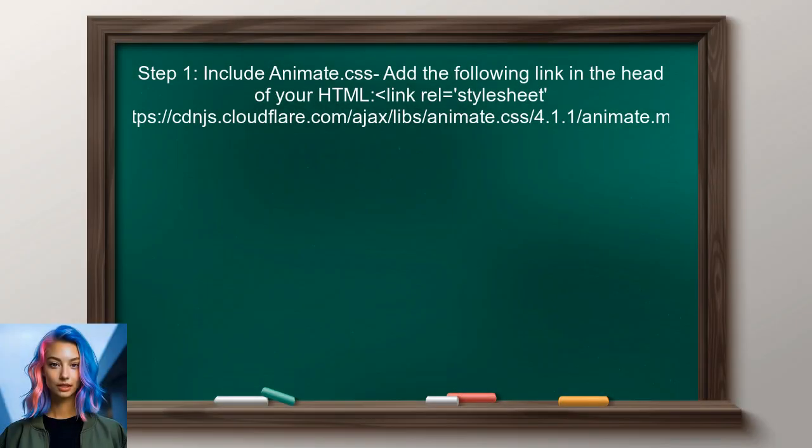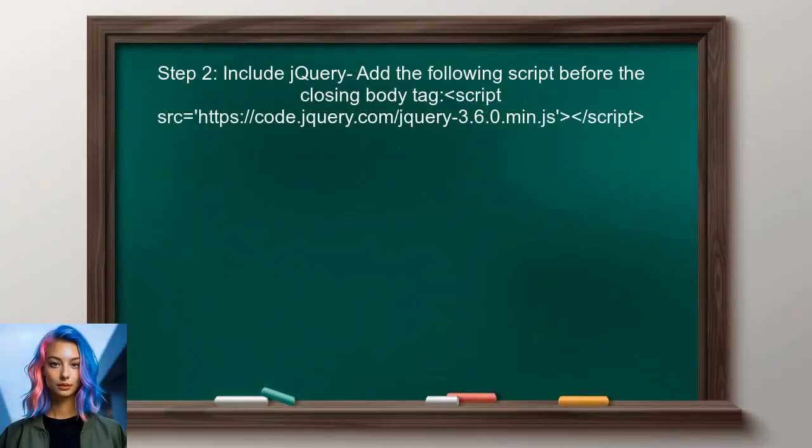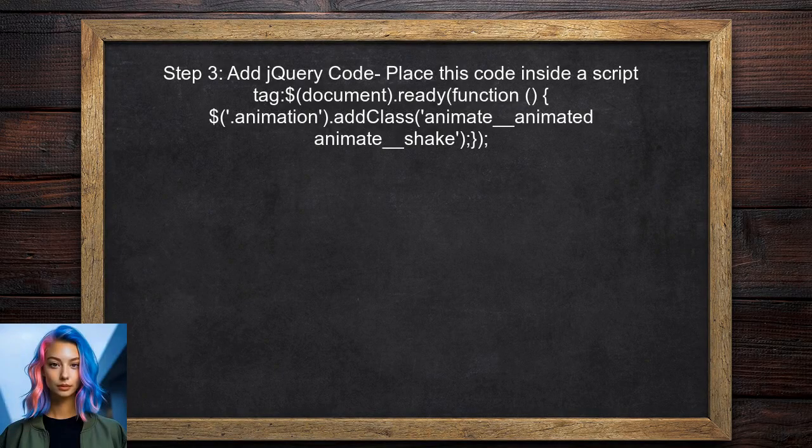To add a shake animation to the span elements, the user should first ensure that they have included the necessary CSS for the animation. This typically involves using a library like animate.css. Next, the user should verify that the jQuery library is included in their project. This is essential for the jQuery code to function correctly. Now, the user can add the jQuery code to apply the shake animation to the span elements. This code should be placed inside a document ready function to ensure it runs after the document is fully loaded.